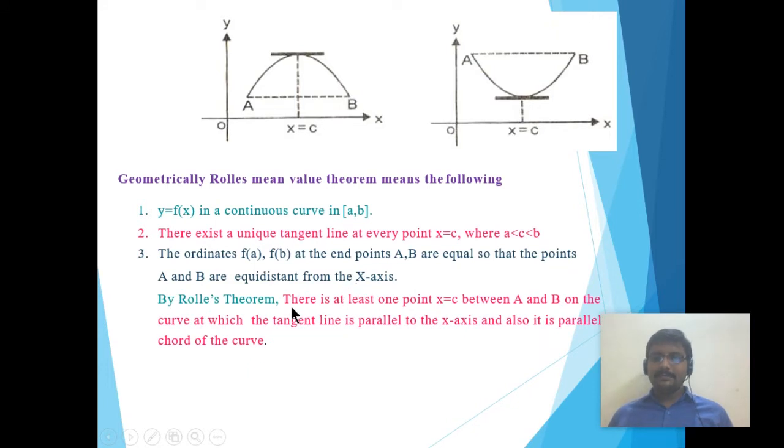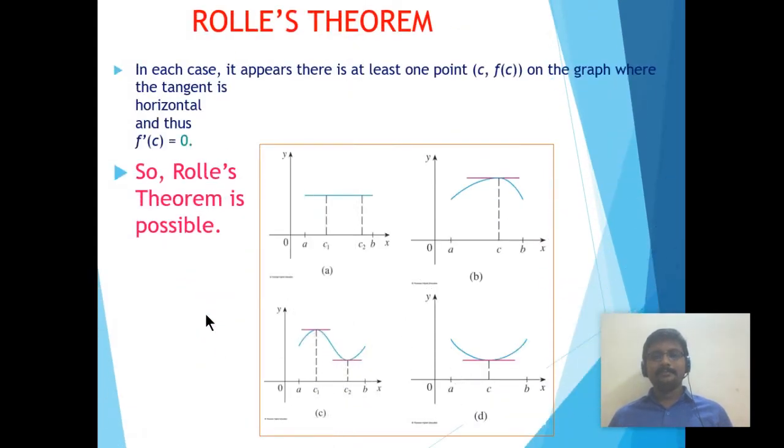By Rolle's theorem, there is at least one point c in between a comma b, on the curve at which the tangent line is parallel to the x-axis, and also parallel to the chord of the curve. So what is the chord here? AB. AB is the chord of the curve. The tangent line is parallel to the x-axis and also parallel to the chord of the curve. So it is the geometrical representation of the curve.